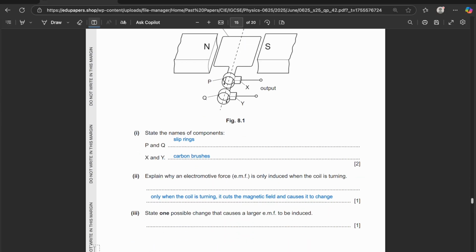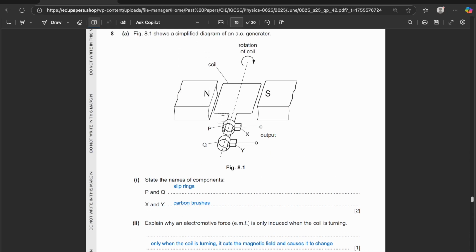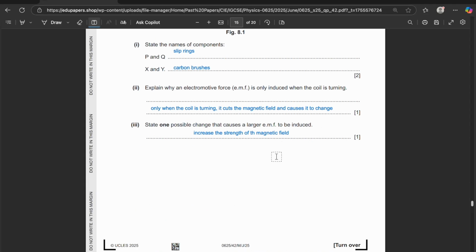3. State one possible change that causes a larger EMF to be induced. So you can make the magnetic field stronger. So you can increase the strength of the magnetic field. Or you can make the number of turns in the coil bigger, and also the speed of rotation can be bigger.